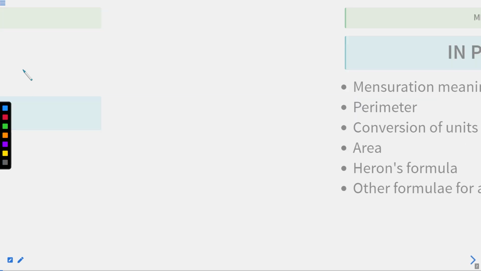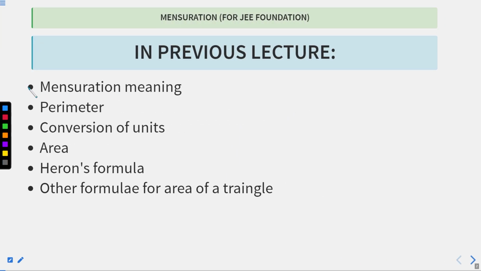In the previous lecture, we talked about mensuration, meaning the perimeter and the different formulas for different shapes. For the triangle, we talked mainly about conversion of units from one unit to another.